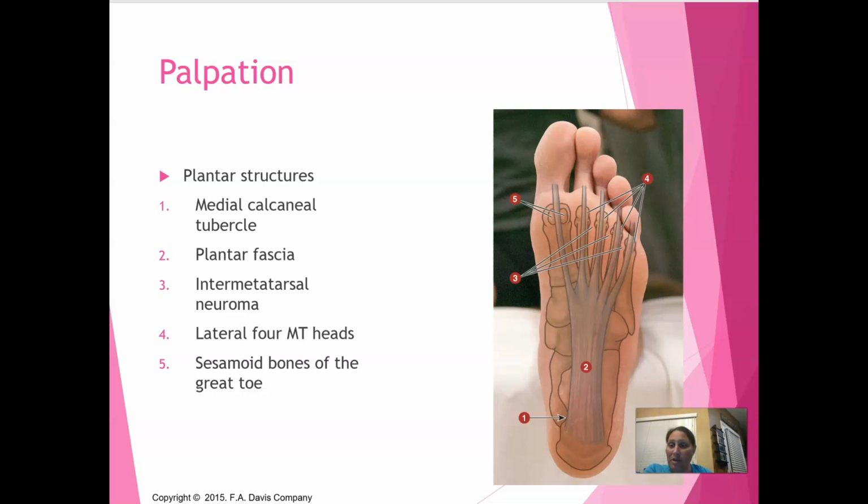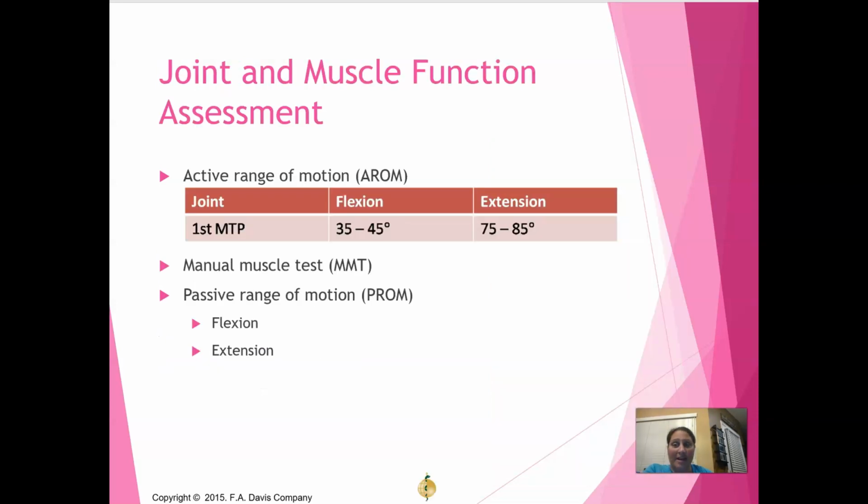So when we are looking at this and now getting into more of the range of motion, this is looking specifically at the first metatarsophalangeal joint, so basically your big toe. Flexion, you should have about 35 to 45 degrees, and extension is 75 to 80. And again, this is with active range of motion.